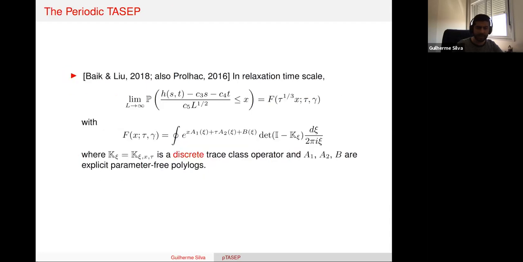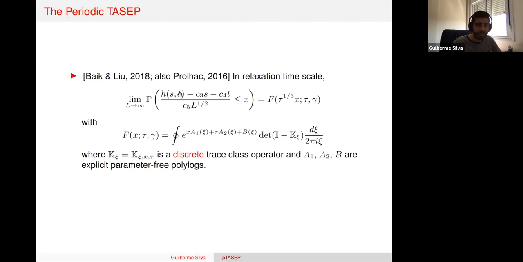To my knowledge, this has been predicted in the physics literature for quite some time, but rigorously mathematically, it only appeared in the past 4 years. So there was a work of Prolhac in physics in 2016, and a work of Baik and Liu. They appeared on the arXiv more or less at the same time, but the Baik and Liu work is a mathematical work, so it took much longer to get published. And they describe the relaxation time limit for the 1-point distribution.